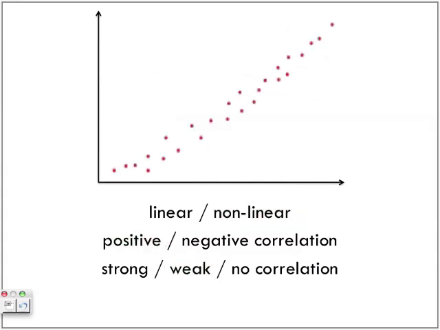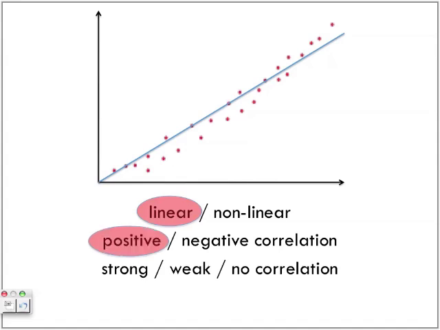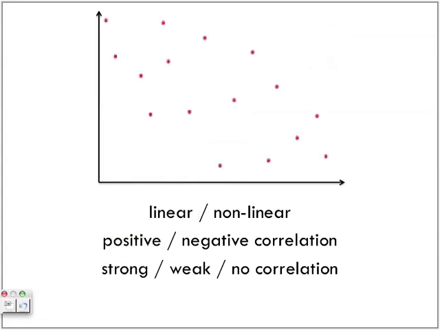Next one, a little bit simpler. I like these ones because these are easy. We draw our line of best fit to the best of our ability. Linear, nonlinear? Linear. Positive, negative correlation? Positive. Strong, weak, no correlation? Strong correlation, very good.